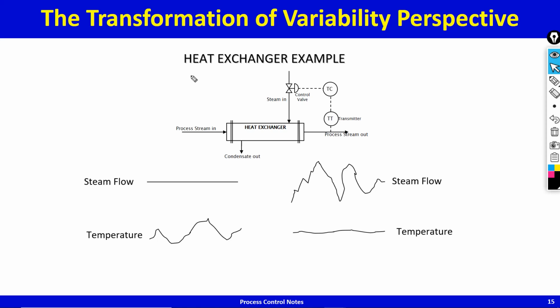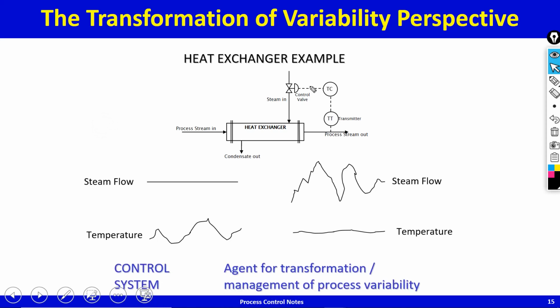So in a sense, what your temperature controller is doing is transforming variability from where it is not desirable to where it is acceptable. Yeah. So that's the transformation of variability perspective. That's one way of looking at control systems.